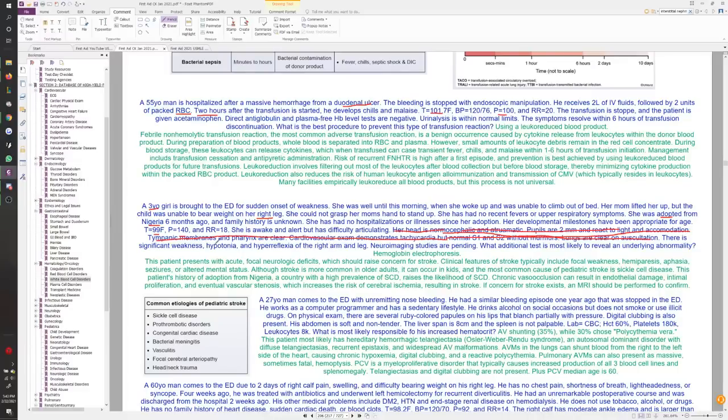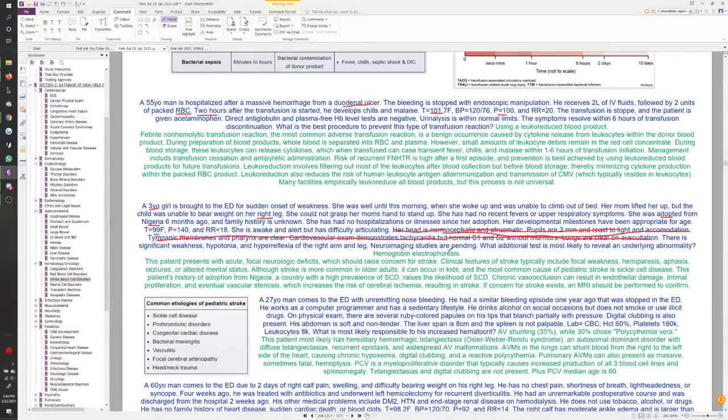There is significant weakness, hypotonia, and hyperreflexia of the right arm and leg. Neuroimaging studies are pending, which is actually the thing we needed. They gave us all this garbage, but the one thing we need for this patient, they're not providing yet. What additional test is most likely to reveal an underlying abnormality?